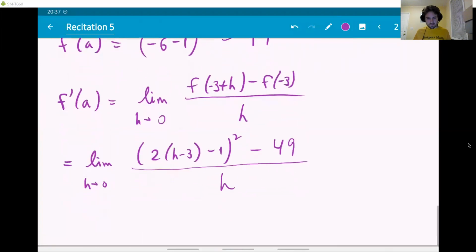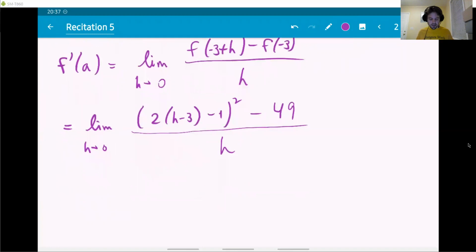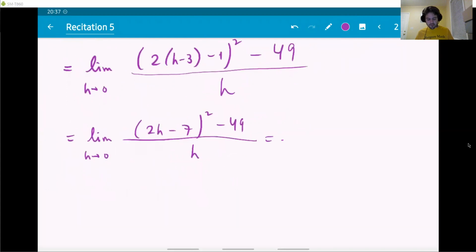All right, now there's no use in plugging in h equals 0. That will give you a 0 over 0, as always happens with the limit that defines the derivative. So you actually have to simplify this somehow. I'm going to first of all evaluate what's inside this parentheses here. It's 2h minus 7 squared. And let's evaluate that square by the binomial theorem. You're going to get 4h squared minus 2 times 2 times 7 times h plus 49, which goes away with the other minus 49.